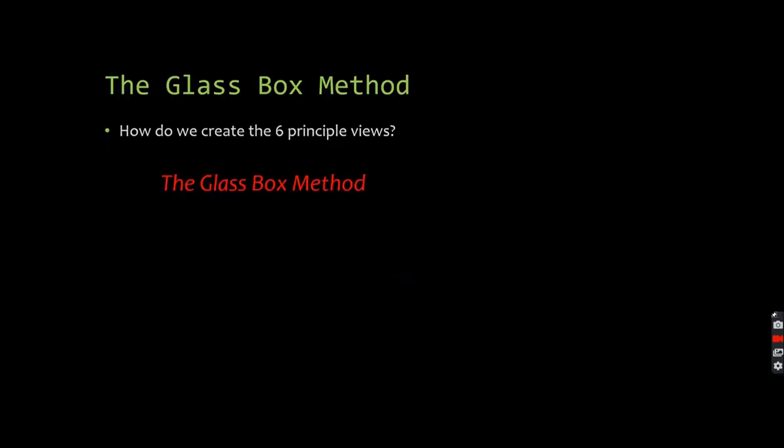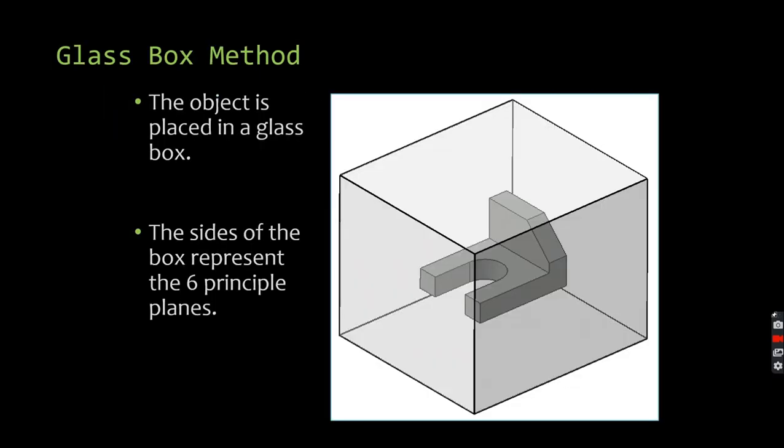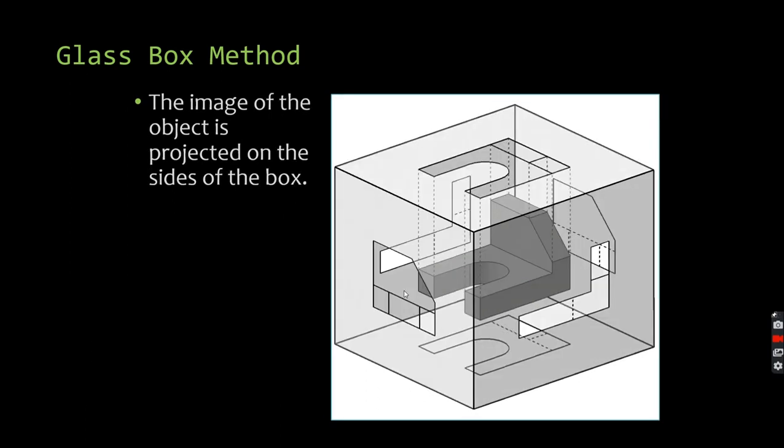The glass box method. How do we create the 6 principal views? The object is placed in the glass box. The sides of the box represent the 6 principal planes. The image of the object is projected onto the sides of the planes.